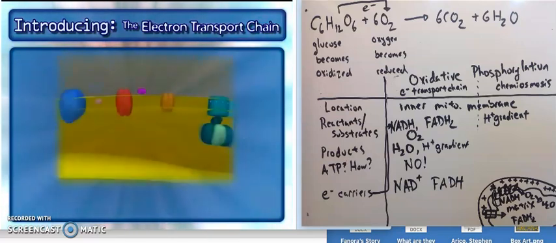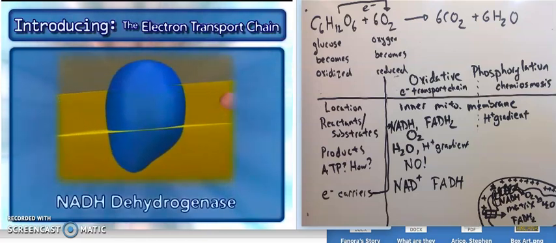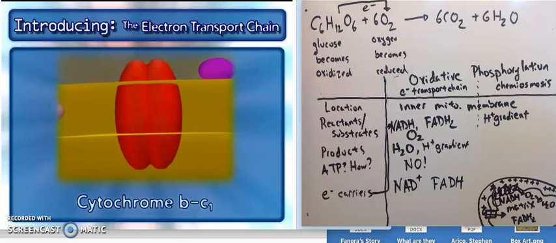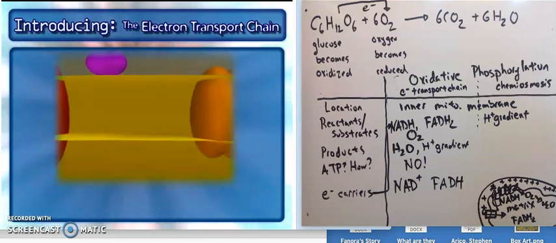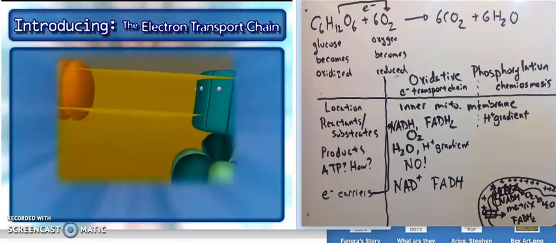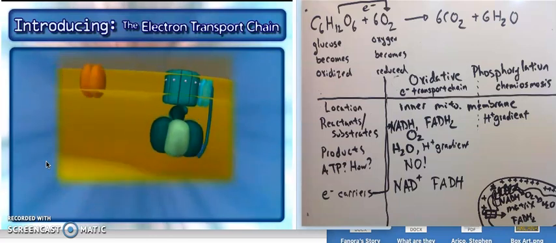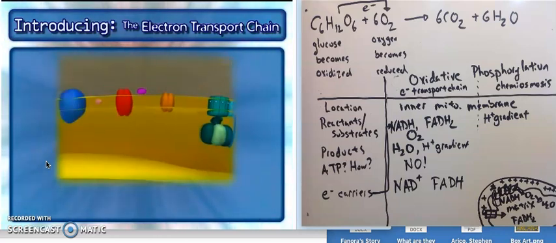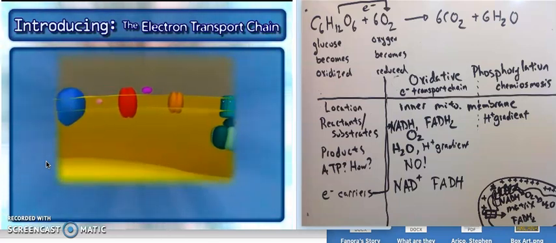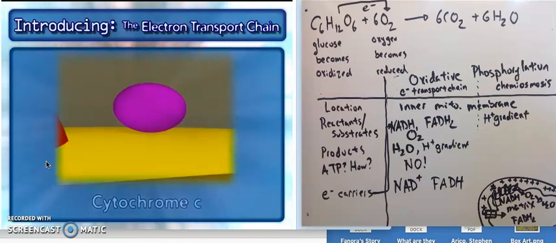The following complexes are found in the electron transport chain: NADH dehydrogenase, cytochrome BC1, cytochrome oxidase, and the complex that makes ATP, ATP synthase. You guys don't need to know the names of the electron transport chain proteins, but you do need to know the name of ATP synthase and cytochrome C.